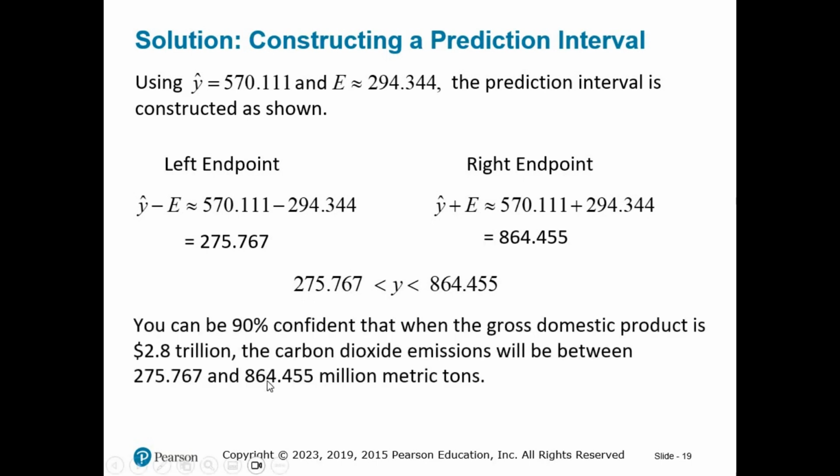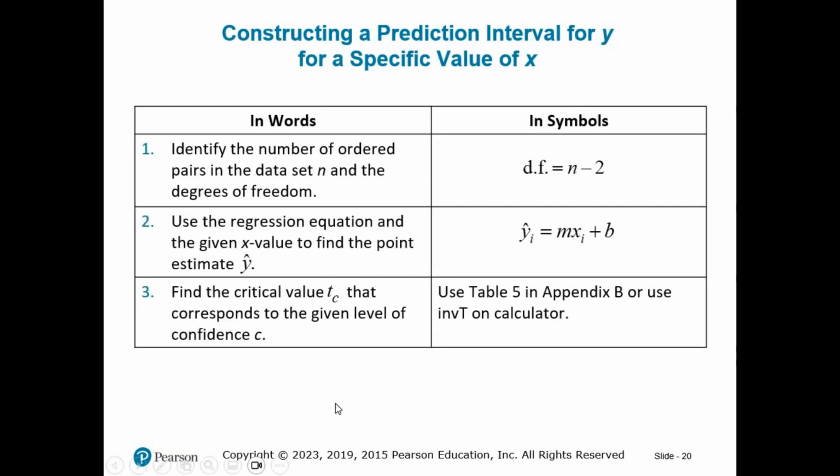And you can state it this way. You can be 90% confident that when the gross domestic product is $2.8 trillion, the carbon dioxide emissions will be between 275.767 and 864.455 million metric tons.